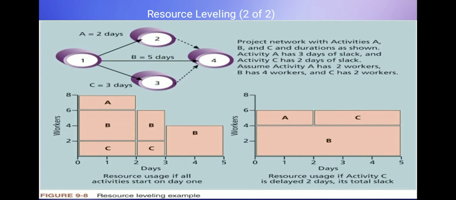Next is resource leveling tool 2. Look at this chart. The chart on the left has a high peak of workers. On the right, by delaying activity C, the demand for workers becomes a flat and steady line. Level 2. This is the goal of leveling.